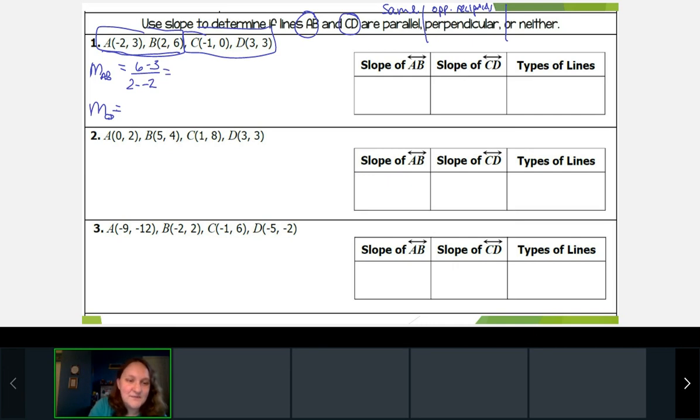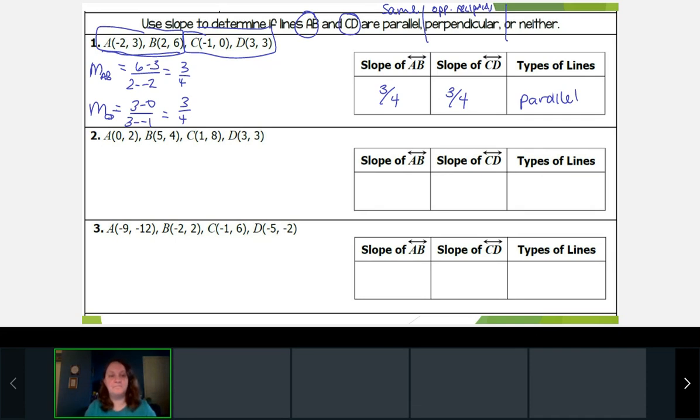So let's see, 6 minus 3 is 3. 2 minus negative 2 is really 2 plus 2, which is 4. 3/4 cannot be reduced, so the slope of AB is 3/4. Then to find the slope of CD, subtract your y values in the top and your x values in the bottom. 3 minus 0 is 3. 3 minus negative 1 is 3 plus 1 is 4. So both of my slopes were 3/4. So the type of lines that I see are parallel.